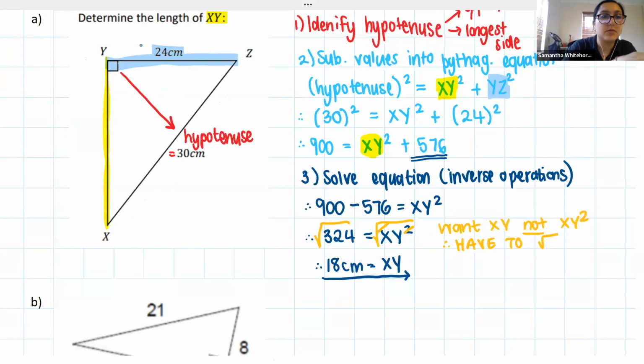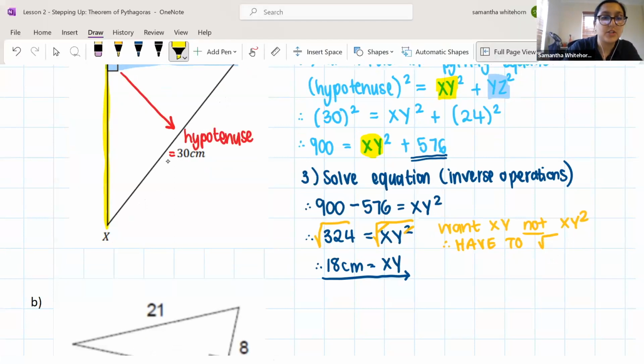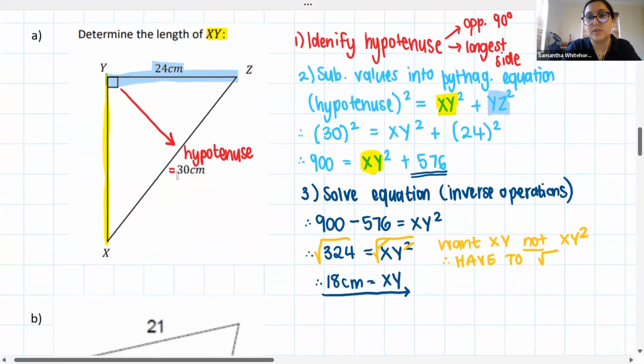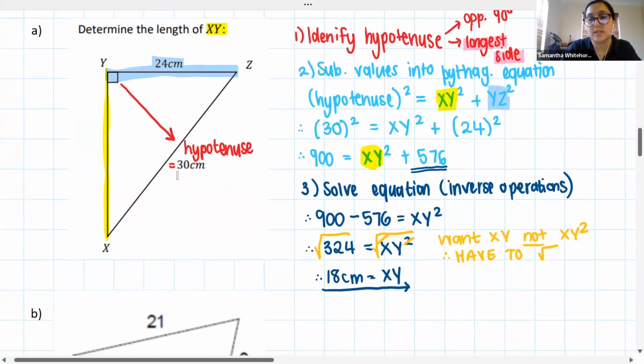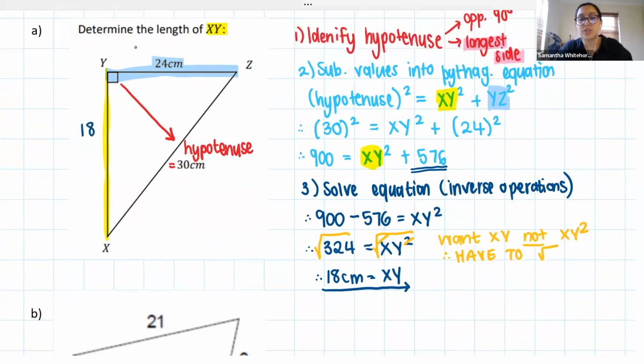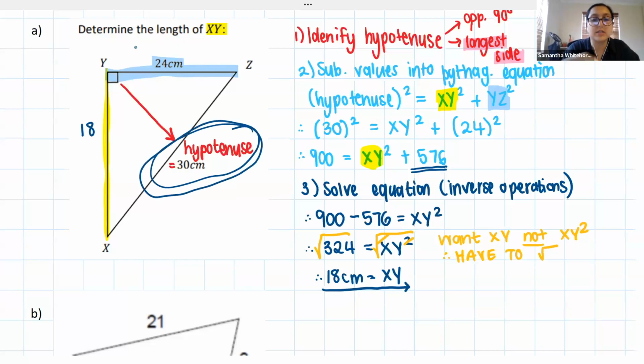Now, guys, you can double check yourself because what I said to you earlier was that your hypotenuse is always your longest side. So if we've now determined that xy is 18, we double check that 30 is still the longest side. It definitely is: 30, 24, 18. My hypotenuse is still my longest side. And so I've done everything correctly here.